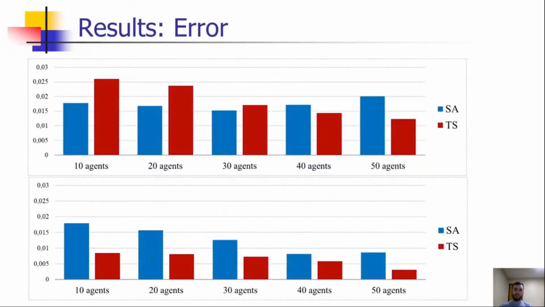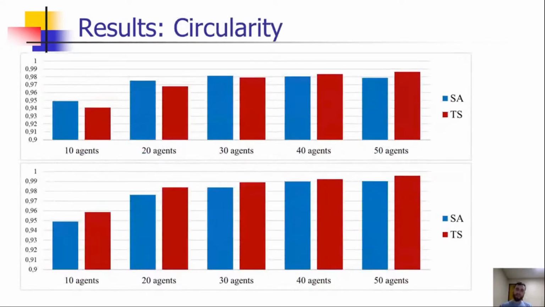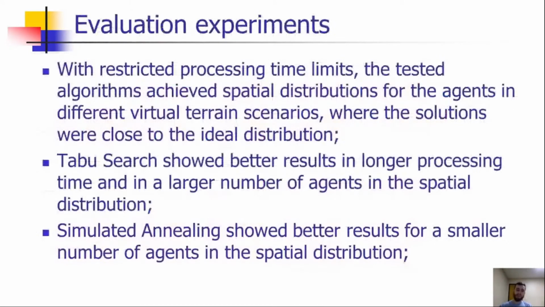Here, the error results from 1 second and 10 seconds for simulated annealing and search, and here the circular measure for simulated annealing and search. With restricted processing time limits, the tested algorithms achieved this spatial distribution for the agents in different virtual terrain scenarios, where the solutions were close to ideal distribution.